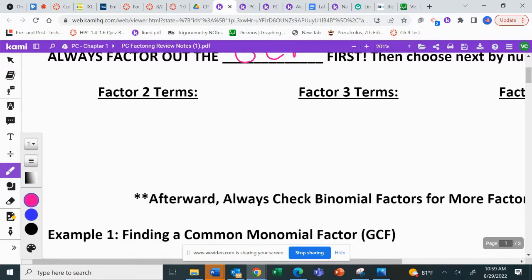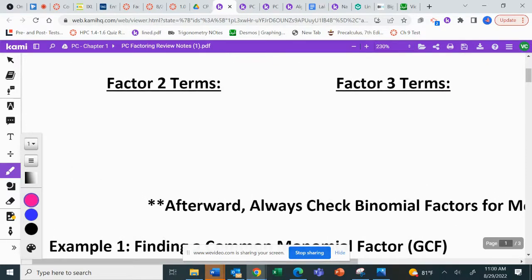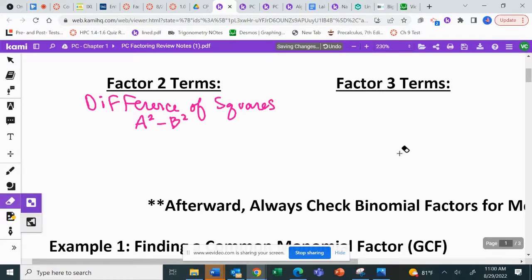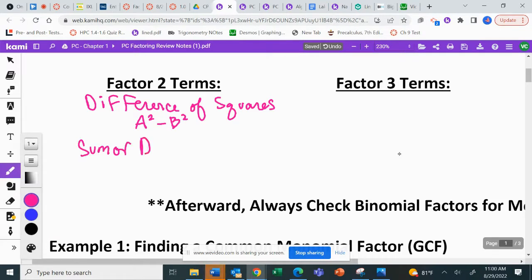It's okay. So factoring two terms, there's two things that you could look for. You could either look to see if we have a difference of squares, which would be like a squared minus b squared. Or you could look to see if there's a sum or difference of cubes. And that would be in the form of a cubed plus b cubed, or a cubed minus b cubed.